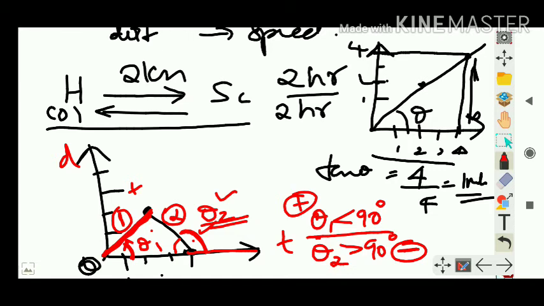This much is clear, right? So when I am moving from home to school, the velocity is positive. When I am moving from school to home, the velocity is in the negative direction. It's a vector. Clear? Now some of the terms which you have to know.